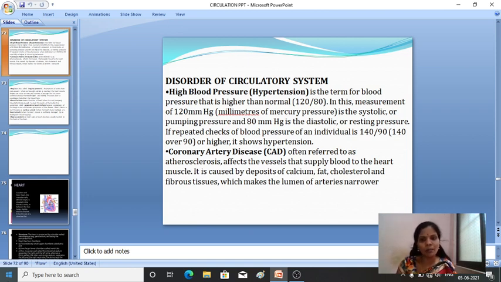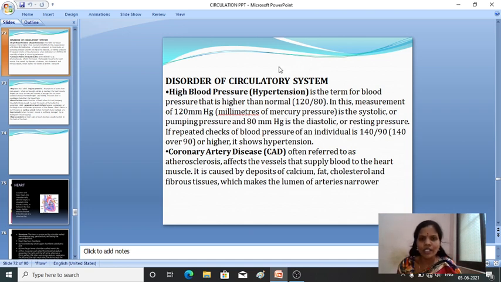Normal BP is about 120 by 80 mmHg. Here mmHg is nothing but millimeters of mercury pressure. 120 mmHg is the systolic or pumping pressure, and 80 mmHg is the diastolic, commonly known as resting pressure. So 120 by 80 mmHg is the normal blood pressure of healthy adults.